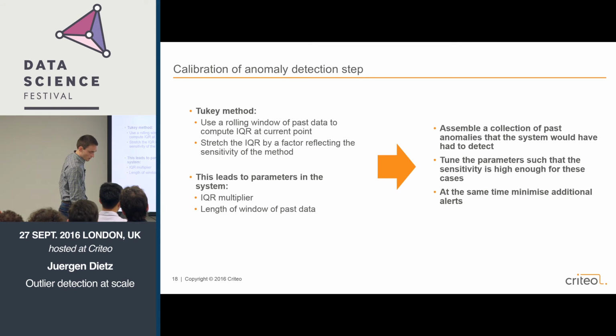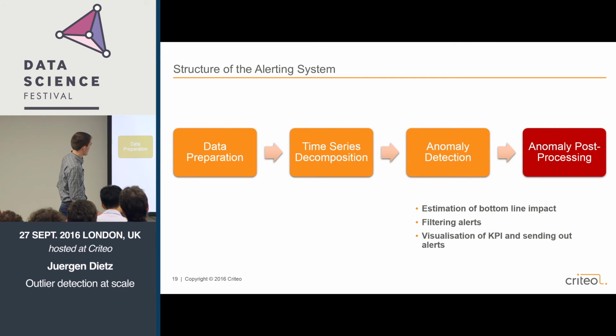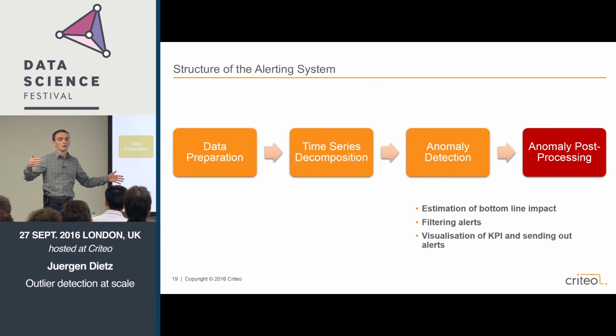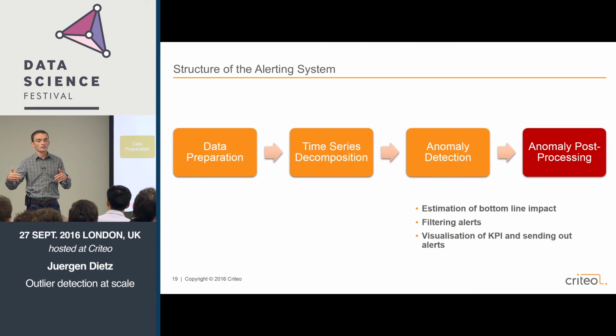Okay, then finally, now we have the alerts and we ship them on into the final step. We have things like estimating the bottom line impact based on the data that's up to that point available, which is probably not the final impact it'll have, but nevertheless. Then you can filter alerts. You can say, all right, if the impact is below a certain threshold, we're not going to bother with it. If there's too many, we're going to filter them out.